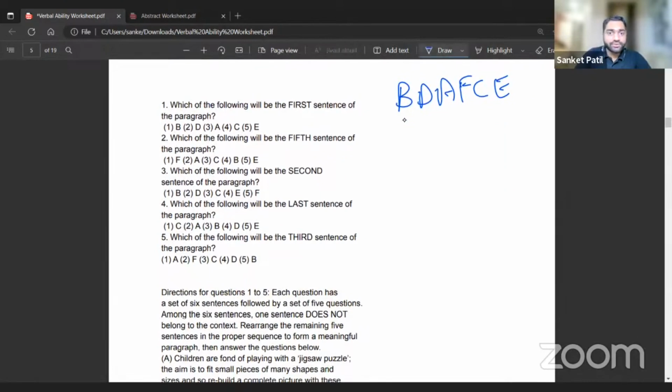Pay special attention to see what they are trying to ask. They're asking the first, fifth, second. Okay. In CET, even if questions come like this, 1, 2, 3, do not have this illusion that they will ask the first line, then the second, because sometimes in a hurry we tend to do that.